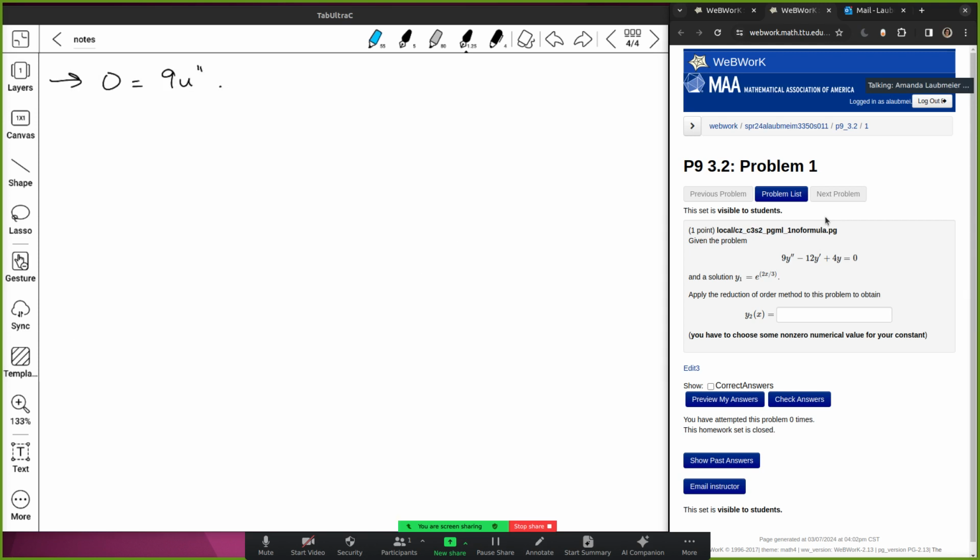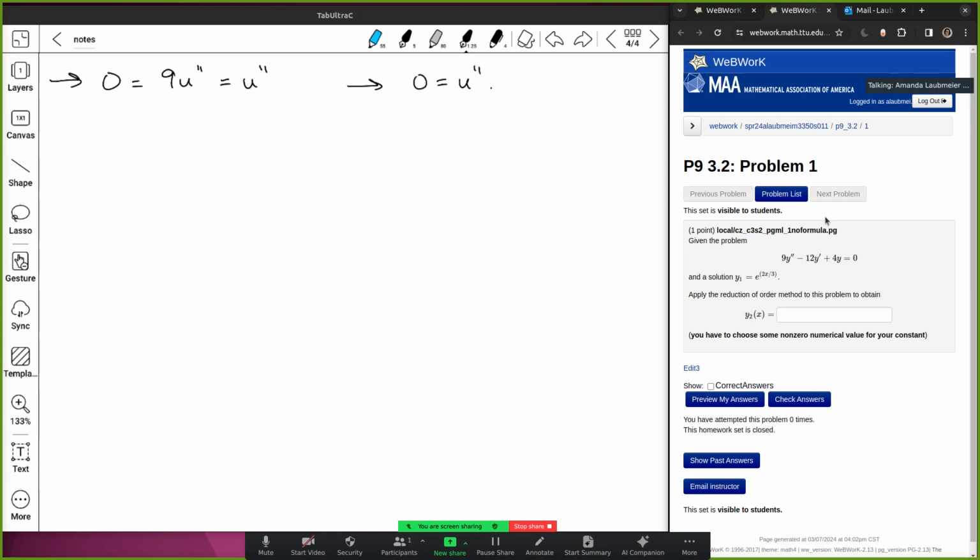And it actually doesn't even matter that that 9 is there. Same way I divided out that e, I could also get rid of that 9. So it's actually just that I have 0 is equal to u double prime. You don't have to take that extra step, it just means you have one less number hanging around as you work through it, which I like.